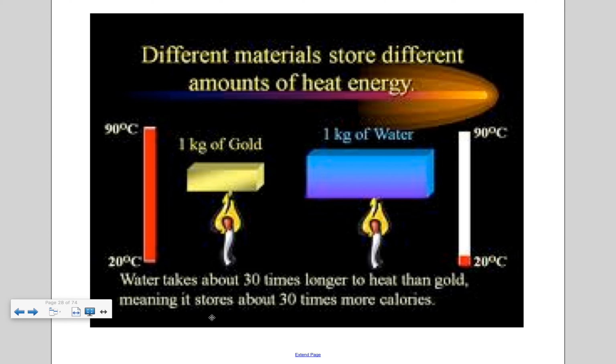Here's a diagram showing specific heat. I know it's really blurry, but it says water takes about 30 times longer to heat than gold, meaning it stores about 30 times more calories. So if I take a kilogram of gold and a kilogram of water and I apply the same heat, hence the same size of flame, gold's going to heat up a lot faster than water. So water here has a high specific heat energy versus gold.